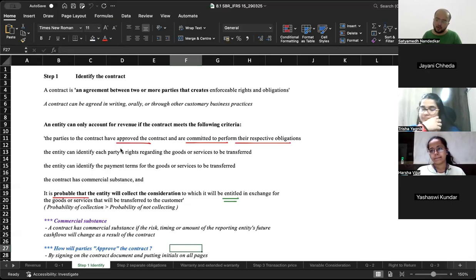And when do you say that a contract has commercial substance? If the risk, timing, or amount of the reporting entity's future cash flows will change as a result of the contract, which basically means in a contract there has to be a commercial substance or consideration for it to become a contract. And it is probable that the entity will collect the consideration to which it will be entitled. So the chance of you collecting the consideration under the contract has to be more than 50%. Only then you could say that there is a contract in existence.